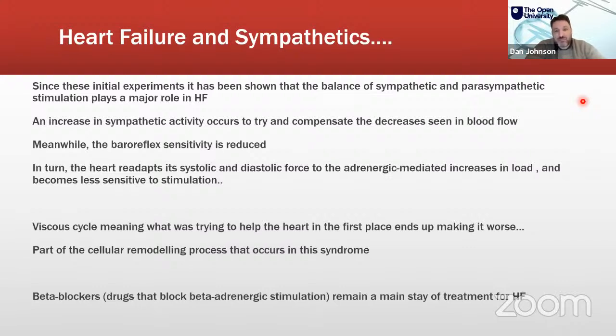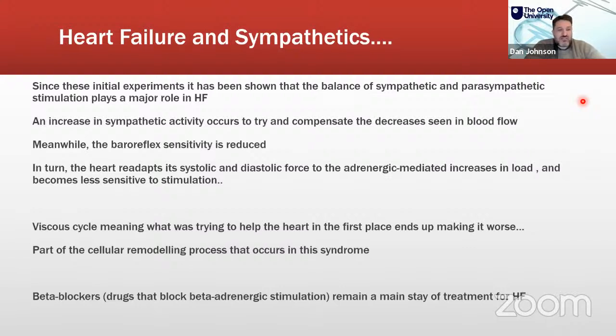So it's a little bit like the boy who cried wolf in many ways. So it ultimately becomes a vicious cycle, meaning what was trying to help the heart in the first place actually makes it become worse in the end, because you get downregulation of certain proteins in the heart, and the structure of the cardiac myocytes may also change in terms of where the receptors are located on the membrane.